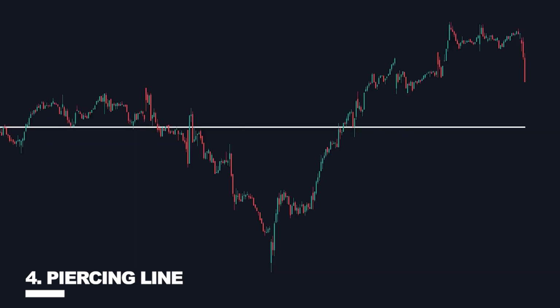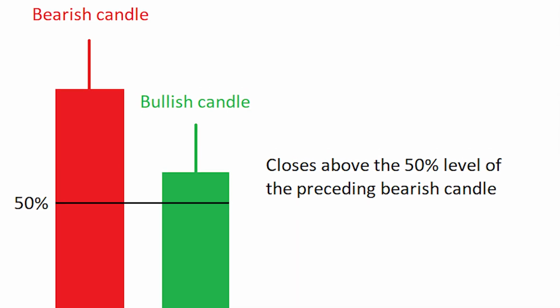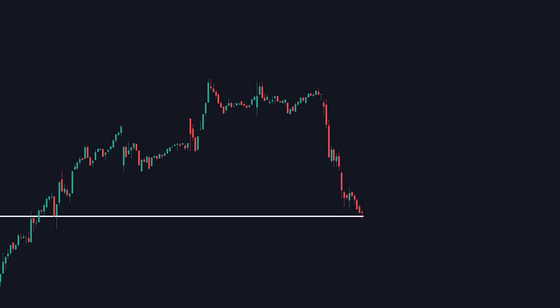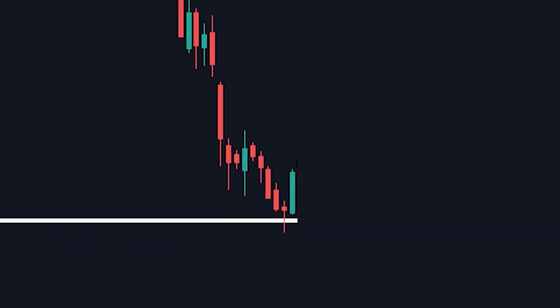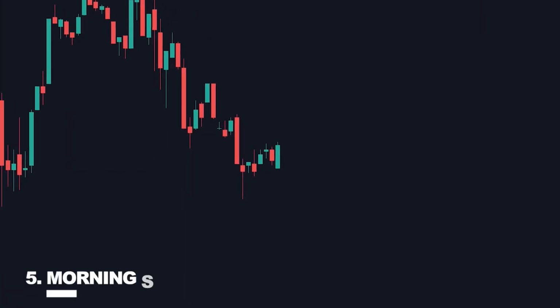Number 4. Piercing line. The piercing line is also a 2-stick pattern, made up of a long red candle followed by a long green candle. There is usually a significant gap down between the first candlestick's closing price and the green candlestick's opening. It indicates a strong buying pressure as the price is pushed up to or above the mid-price of the previous day.